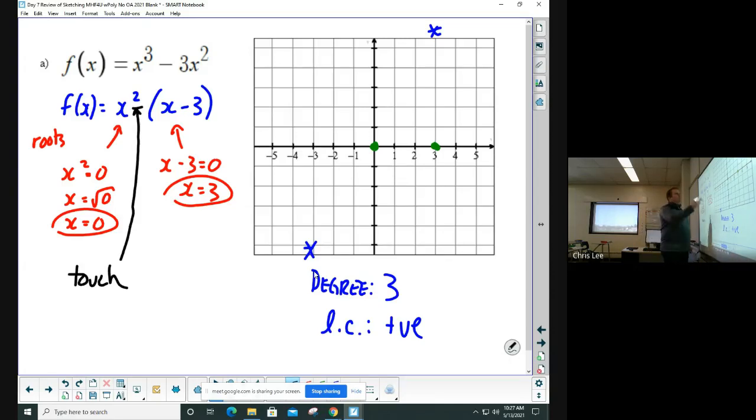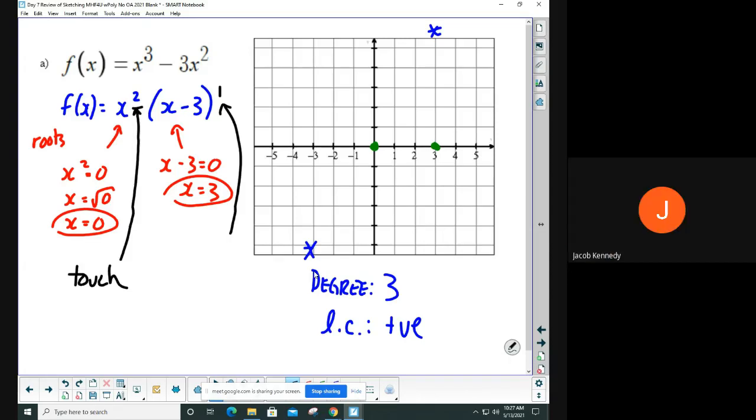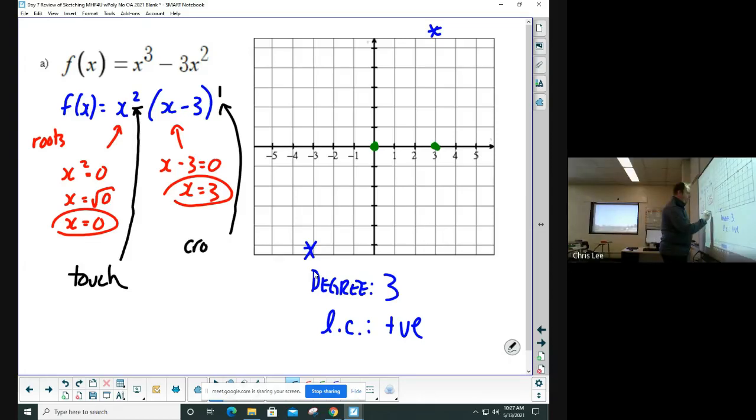The other order is 1. What happens when the order is 1? What does the graph do? Crosses. Yes. So I know then that my sketch is going to start down here. It's overall going to be positive, so it's going to start down here and end up here. I know it's going to touch at 0 and cross at 1.